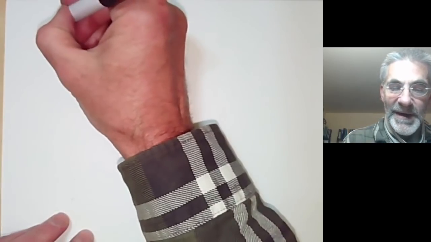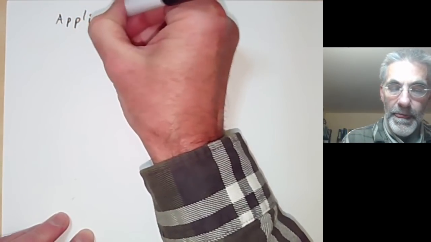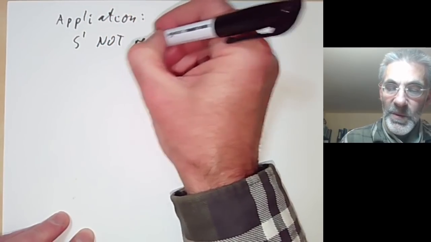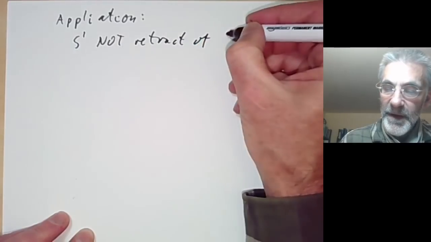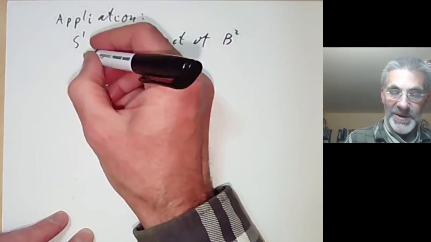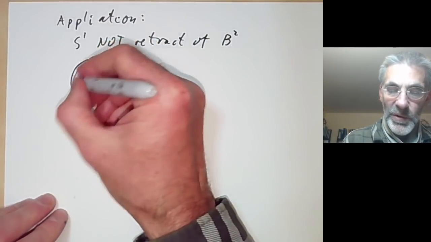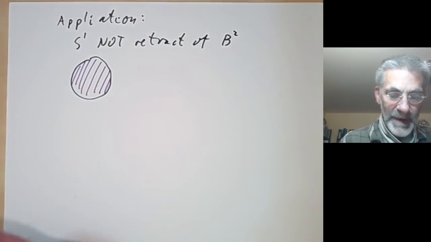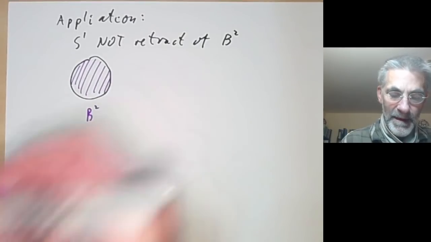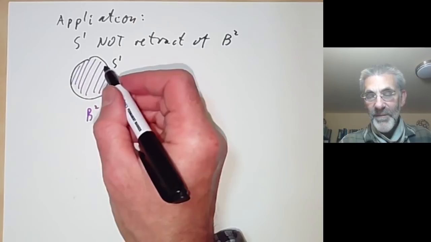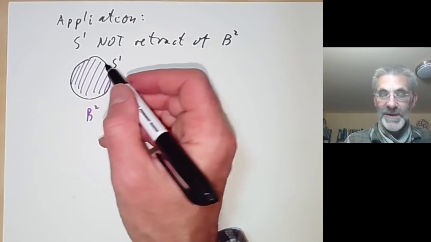As another application, we can say S1 is not a retract of the ball B2. In other words, if you've got S1 and you've got the two-dimensional ball B2, so here's B2 and here's S1, then there's no continuous map from B2 to S1 that's the identity on S1.